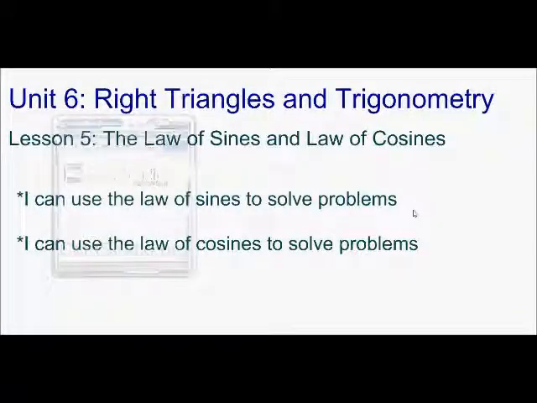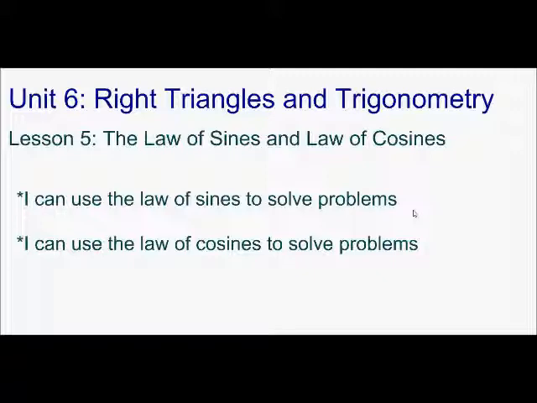Unit 6, Lesson 5, the law of sines and law of cosines. Your objectives for this lesson are to use the law of sines to solve problems and to use the law of cosines to solve problems. And just your fair warning here, I know that we've had a lot of difficult things in this unit already. We had geometric mean and angles of elevation and depression, but this is what I think is the most difficult topic in this unit. So law of sines and law of cosines are difficult.